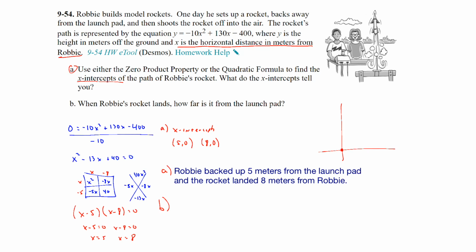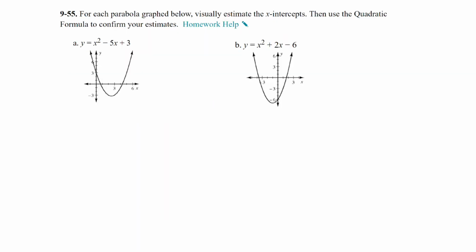So we would say Robbie's here, and then here at 5, 0 is when the rocket launches and then comes back down at 8, 0. Okay? So when Robbie's rocket lands, how far is it from the launch pad? Well, the launch pad is right here. Okay? So how far is it from the launch pad? Well, that would be 3 meters is how far the rocket lands from the launch pad. And Robbie is 5 meters away from the launch pad itself.